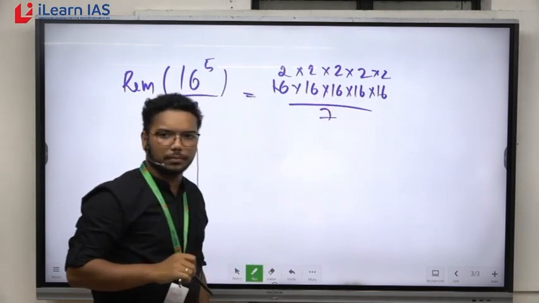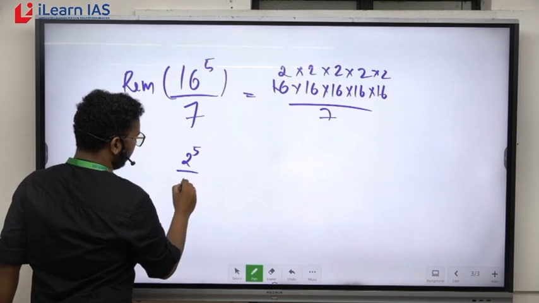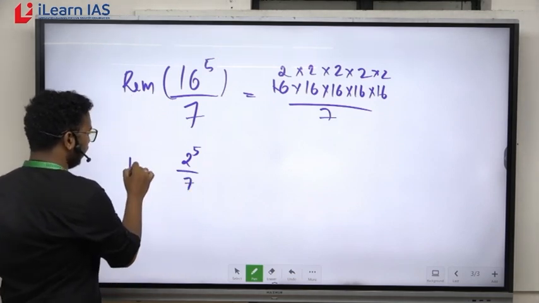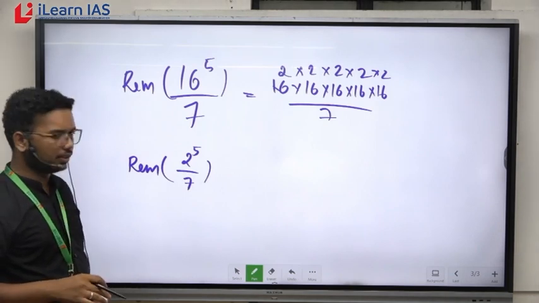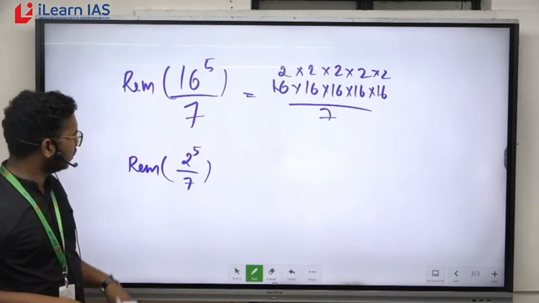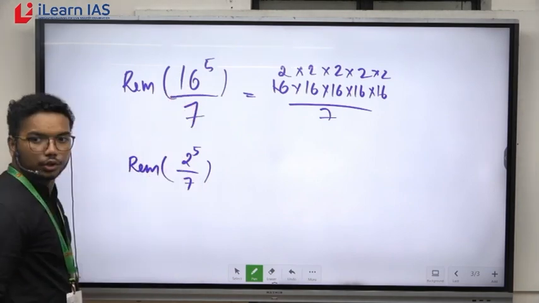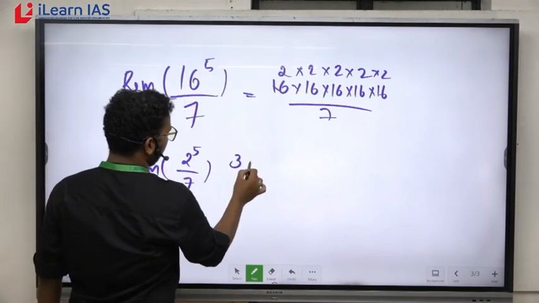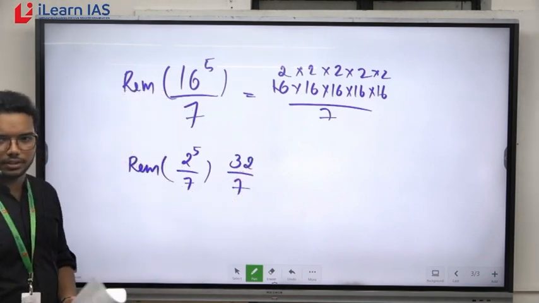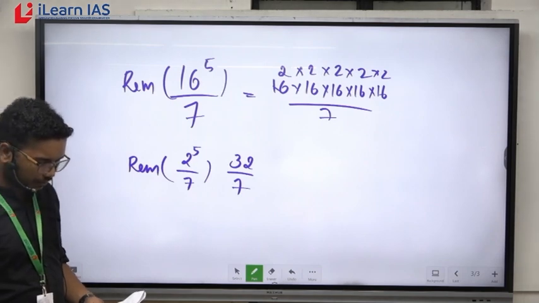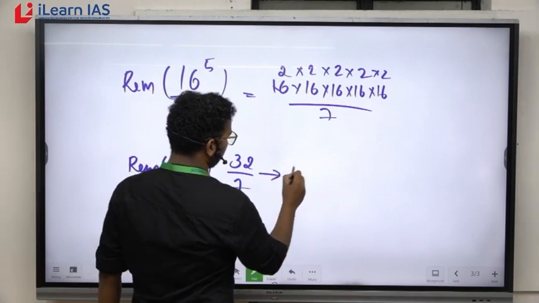What will happen? This can be written as 2 raised to 5 by 7. Now, 16 divided by 7, the remainder is 2. 2 raised to 5 is 32 by 7. 32 by 7, what is the remainder? Remainder is 4.